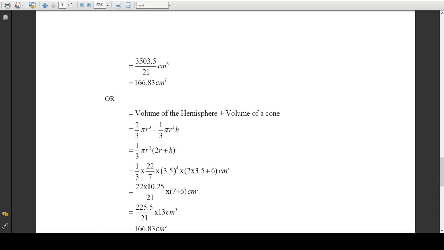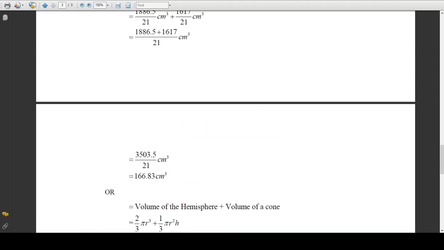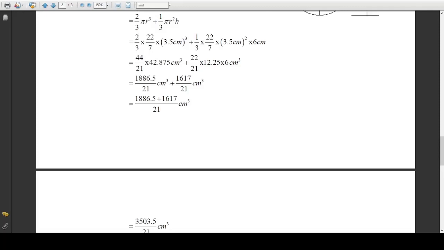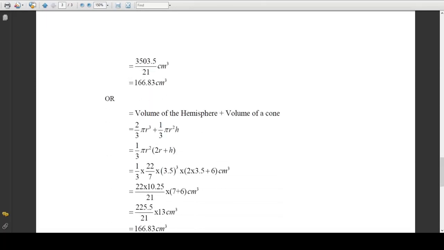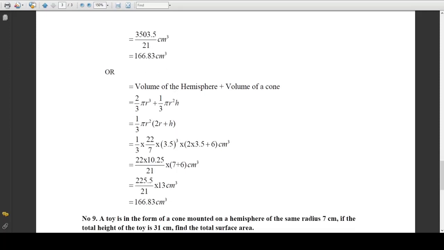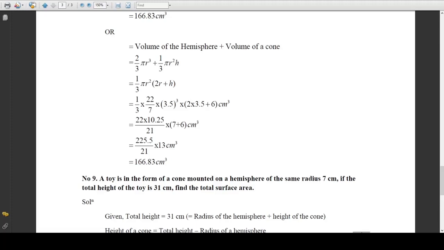Either you do as you have done here, substituting directly in this formula, or you can take common and then substitute the value. That is also the same thing. You will get the same result, the same answer. If you are doing it in this way, it will be a little bit easier for you because you have very few numbers to multiply and then divide, isn't it? Whatever you are doing, you will be getting the same answer.